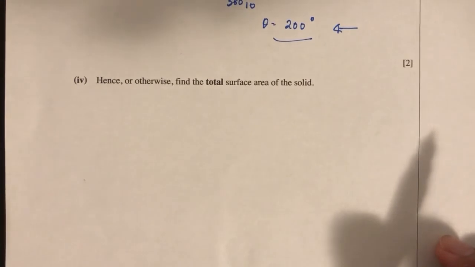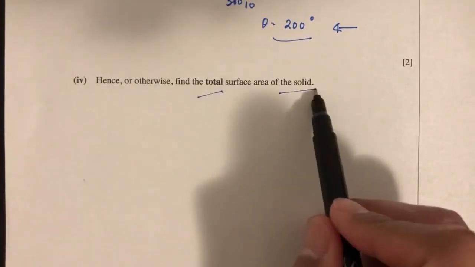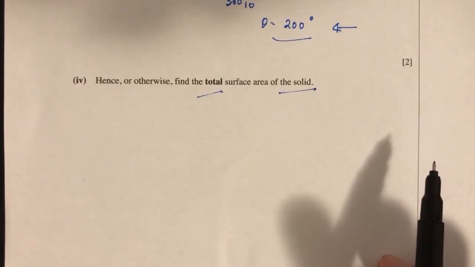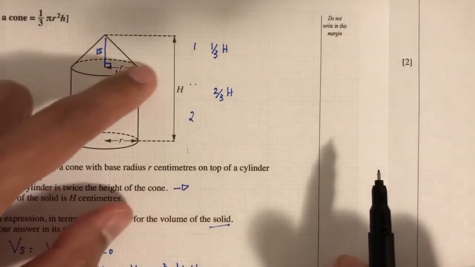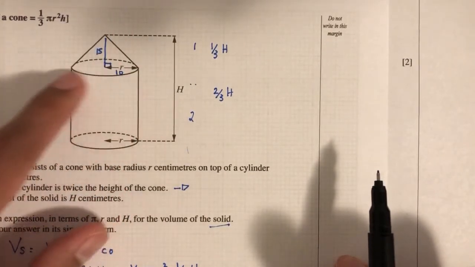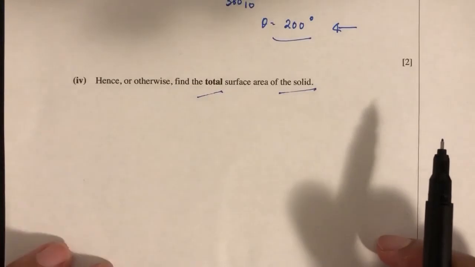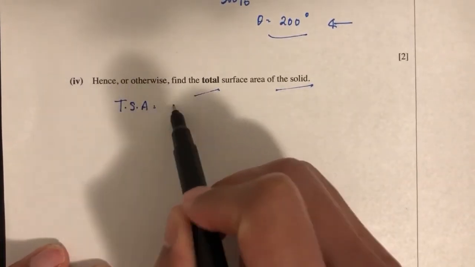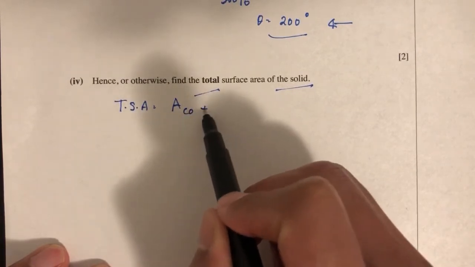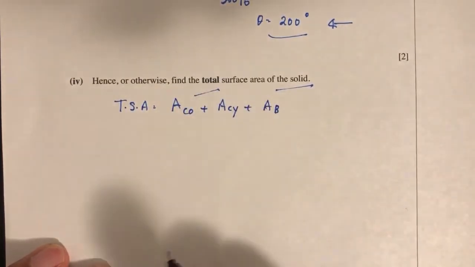Now for part 4, hence or otherwise find the total surface area of the solid. The solid is this one, so pretty easy. First find the surface area of the cone, the surface area of the cylinder, and the base area. So total surface area, TSA, is equal to area of cone plus area of cylinder plus area of base.